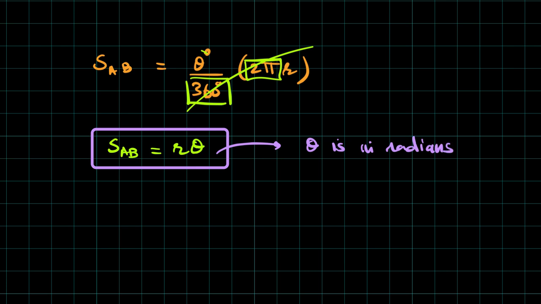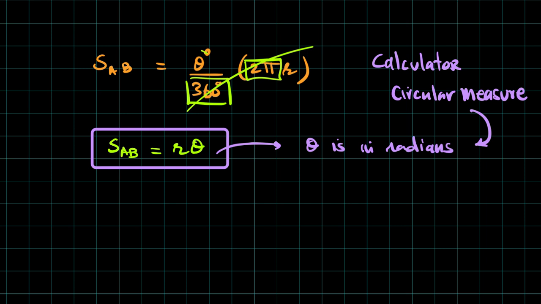Now remember that when we'll be using a calculator for this chapter of circular measure, we will be dealing with angles in radians. Therefore, the calculator should be in RAD mode. It is a must. Now, this is the first formula that we have created. Let's move to the second one.